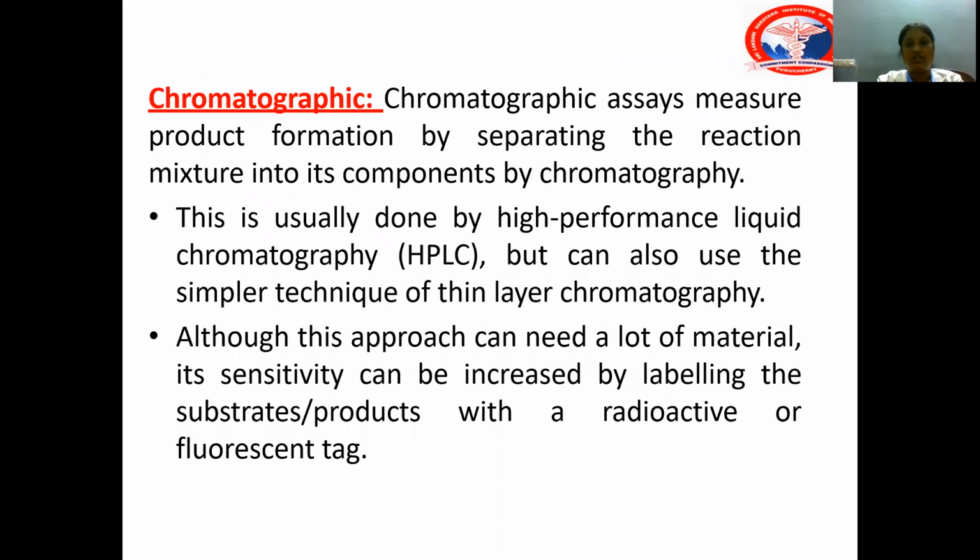Next method of detection in the case of discontinuous assays is the chromatographic method. Chromatographic assays measure the product formation by separating the reaction mixture into its components by chromatography. This is basically done by high performance liquid chromatography, but can also be done using a simpler technique of thin layer chromatography. But this approach is very tedious and needs a lot of material. Sensitivity can be increased by labeling the substrates or products with a radioactive or a fluorescent tag, which are the most sensitive methods.